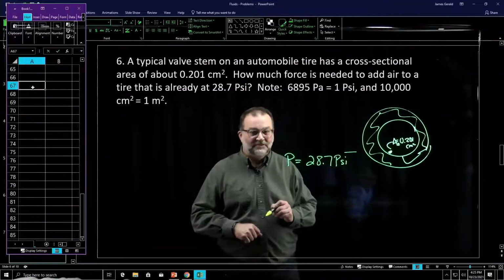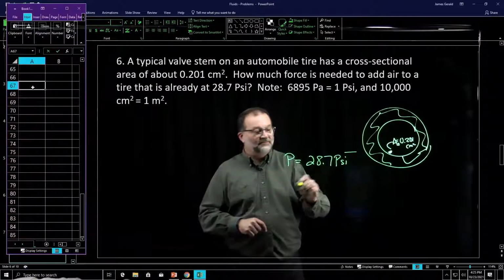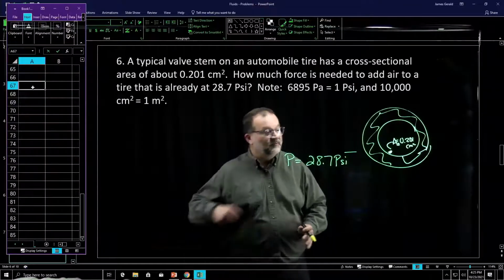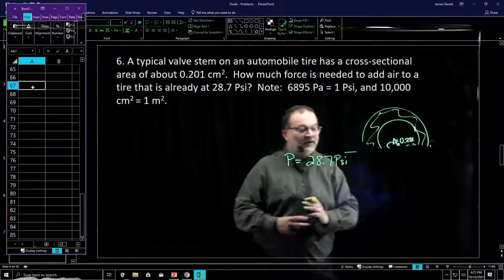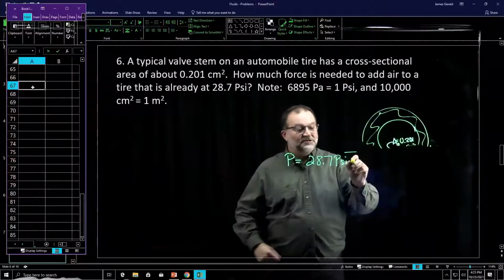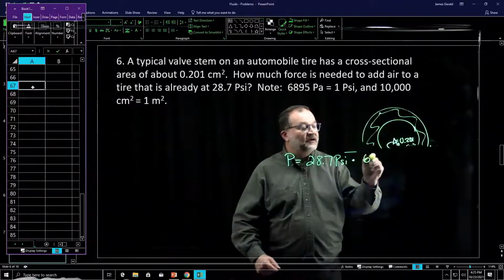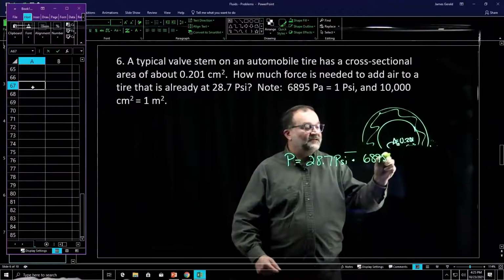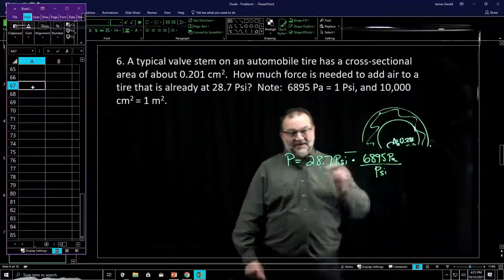Tells me your tire is a little low. We need to convert that to pascals. And how do we do that? We're just going to multiply this by 6895 pascals per PSI to get rid of PSI. So that's going to get us to pascals.